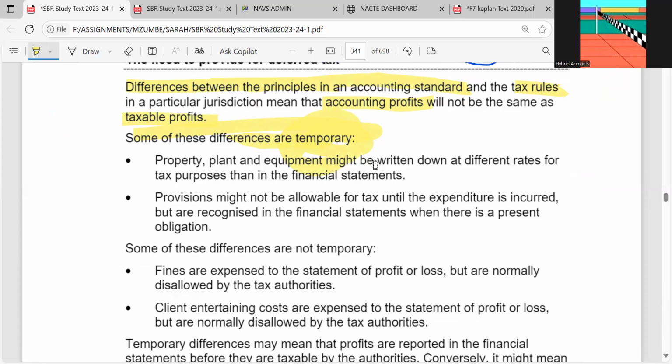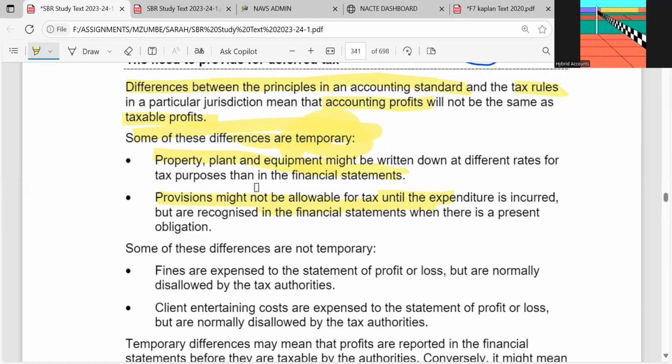PPE, property, plant, and equipment, might be written down at different rates for tax purpose than in the financial statements. I showed you that example. So an example of depreciation is one. Provisions might not be allowable for tax until the expenditure is incurred, right? There are such things, right? For tax purpose, they may say that, okay, you have a provision in the books, but we don't care. We don't take it until the expenditure is actually incurred, but it is recognized in the financial statements.